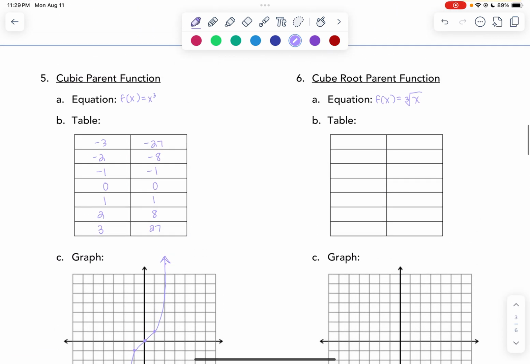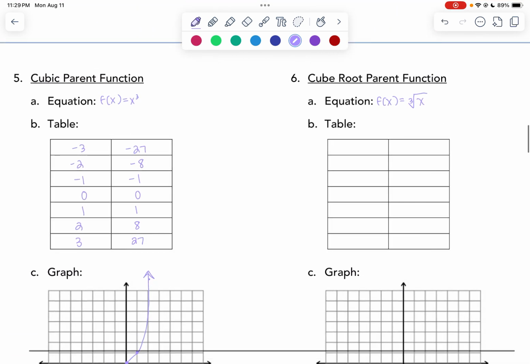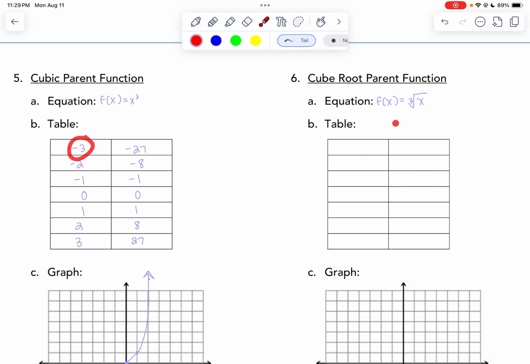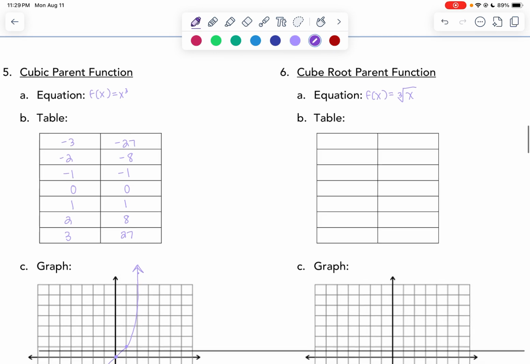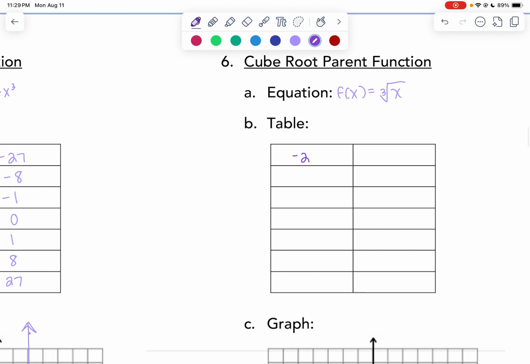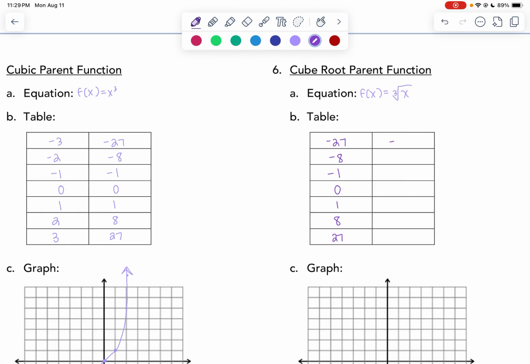So whenever I go over to do my cube root parent function, I don't want to plug in -3 because I don't know what the cubic root of -3 is, but I do know that the cubic root of -27 is -3. So similar to what I did a moment ago with my square root, I'm going to go ahead and plug in what I know are perfect cubes. Because what's the cubic root of -27? Well, we said a moment ago that -3 cubed is -27, and now I'm going in the opposite direction. So the cubic root of -8 would be -2, cubic root of -1 would be -1, 0, 1, 2, and 3.